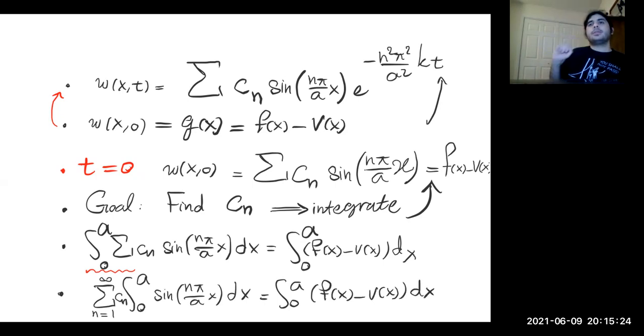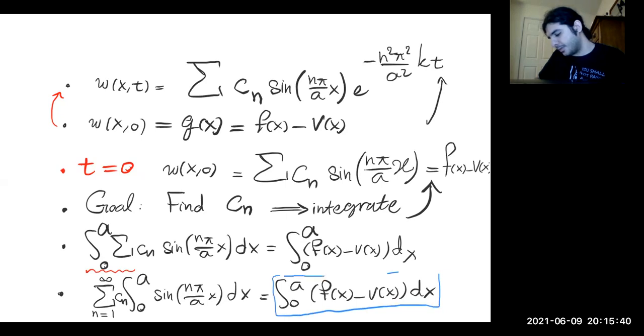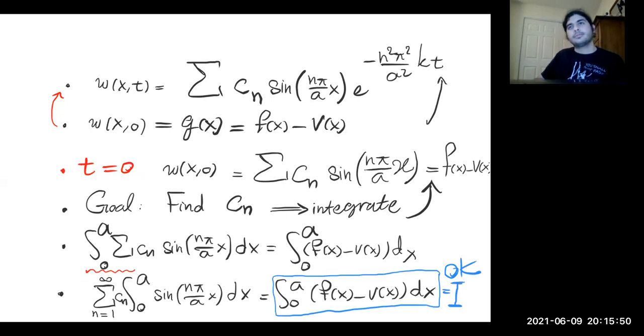Suppose we can compute this integral on the right-hand side, right? f of x is given, we can find v of x, subtract them, take the integral. I'm assuming this is something we can compute. Let's call this number, whatever it is, I. This is a number which we can compute. Okay, there's just one step.